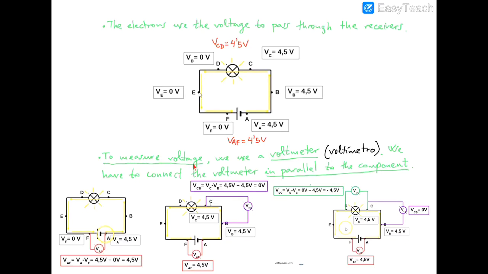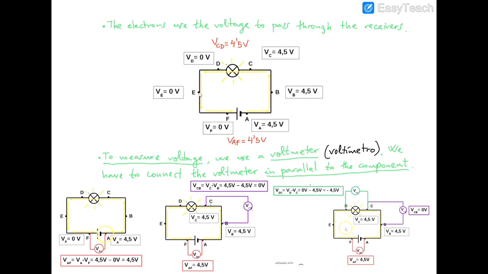To measure voltage, we use a voltmeter, voltímetro in Spanish. How do we connect the voltmeter? We have to connect the voltmeter in parallel to the component. So, for example, if I want to measure the voltage in the battery, I have to connect the voltmeter between the points A and F in parallel.